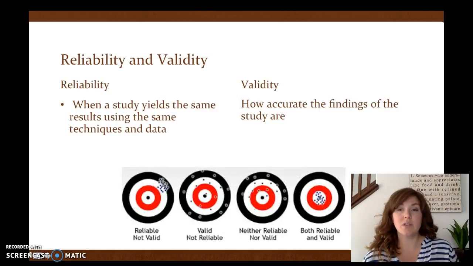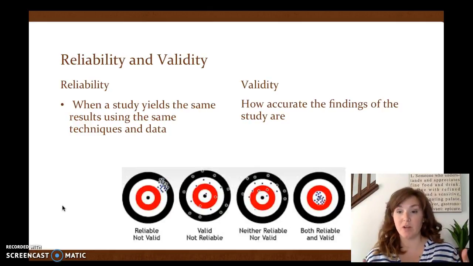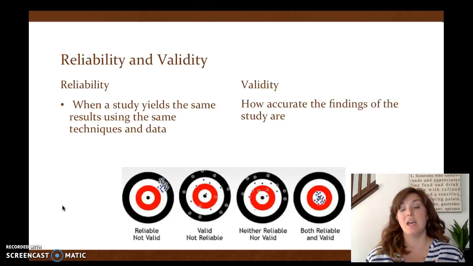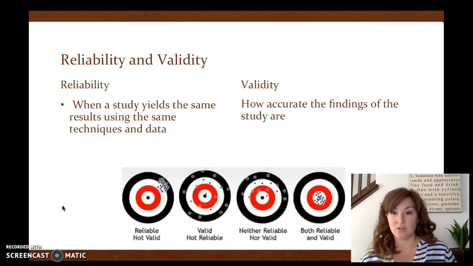So there's a difference between reliability and validity. Reliability is when a study yields the same results over and over again using the same techniques and data. So if I were to read your paper, would I have enough information from your project that I would be able to recreate the experiment exactly the same way, and would I then get exactly the same results? Validity is how accurate your findings are to the study. Does that make sense? So this is what I projected, and then how accurate are those findings?